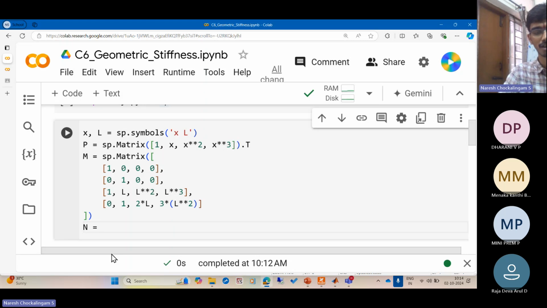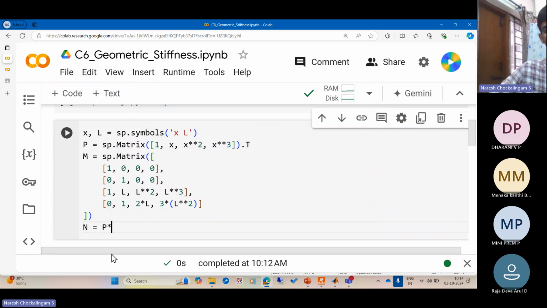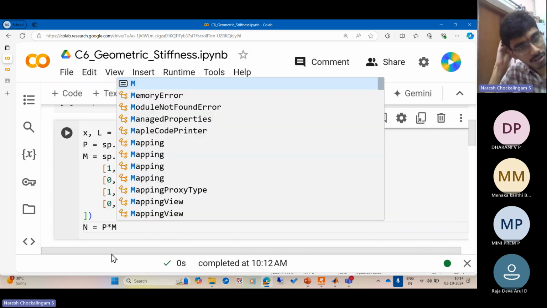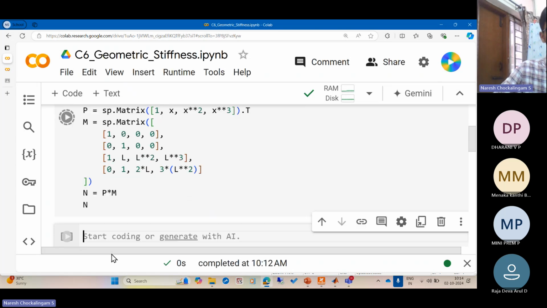So now, again, here there's no dot notation. Matrix multiplication in SymPy is just star. So this P star M will be our shape functions. I'll compute it, and then let me print N.